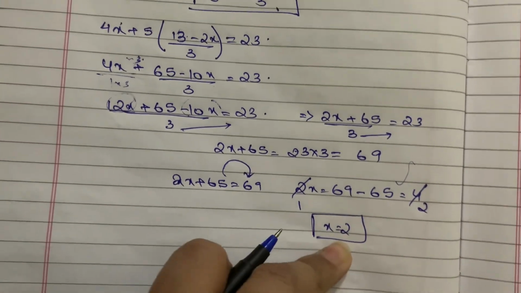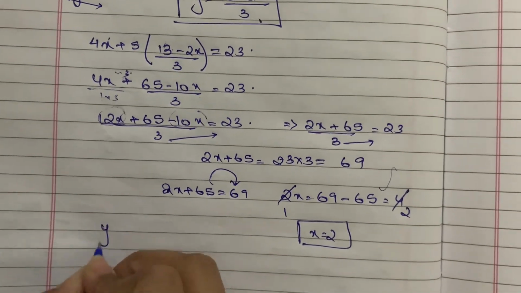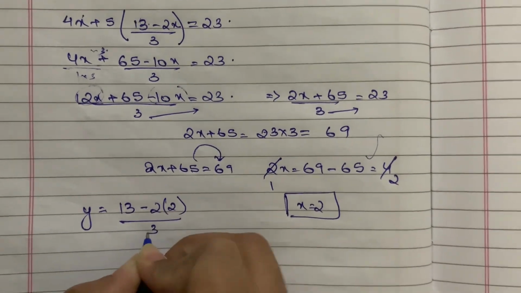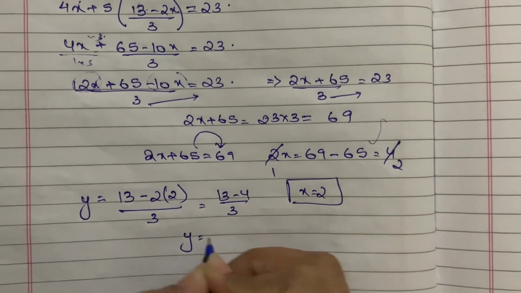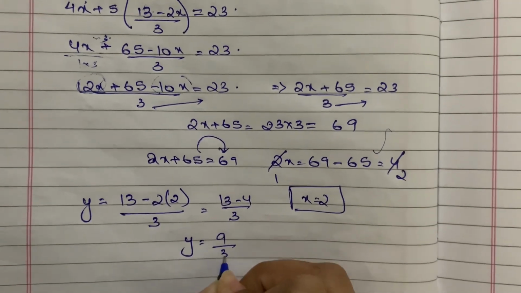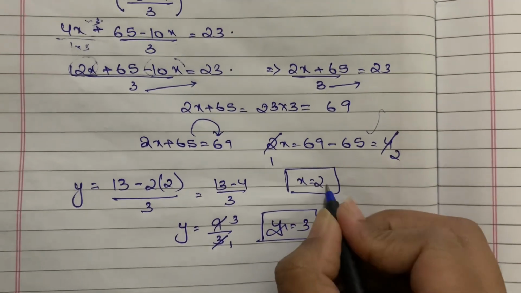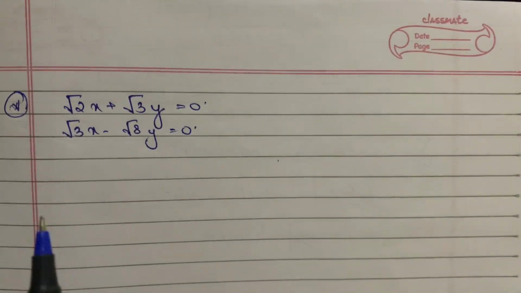Once I got my x is equal to 2, I'm going to substitute that x in here to find the value of y. So y is equal to 13 minus 2 2s upon 3, which is 13 minus 4 upon 3. Y is equal to 9 upon 3. 3 1s are 3, 3 3s are 9, so y is equal to 3 in here. X is equal to 2 and y is equal to 3 I get for this one. Now let's look at the fifth question.